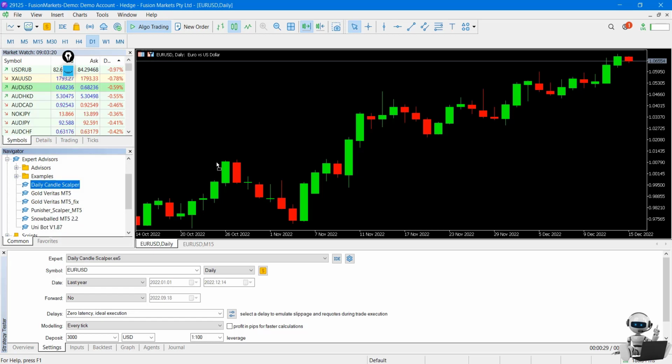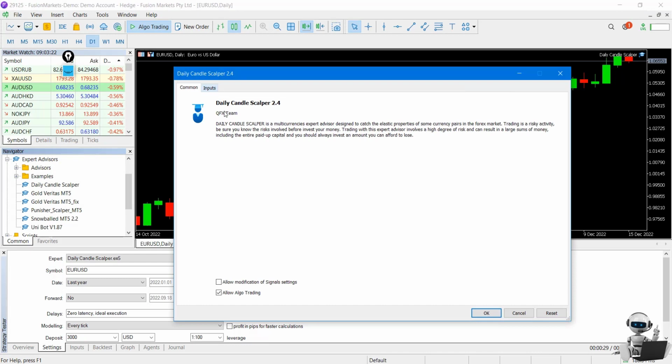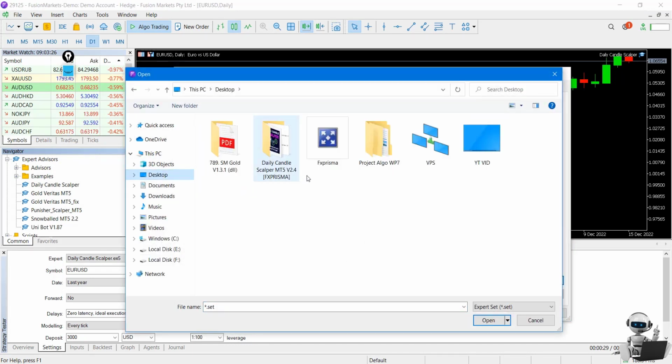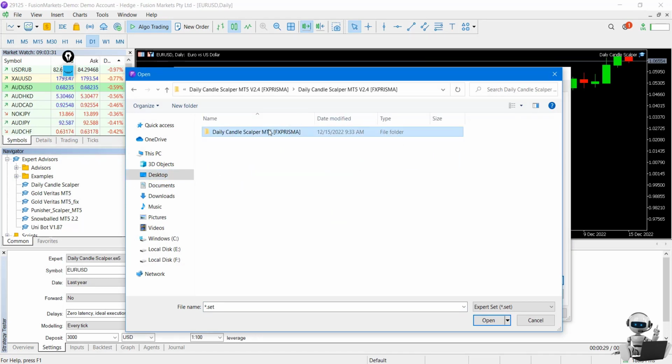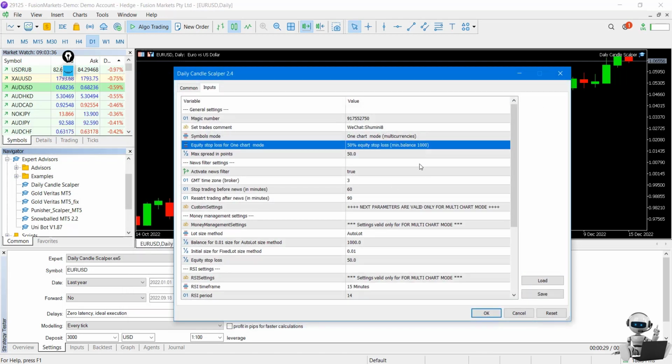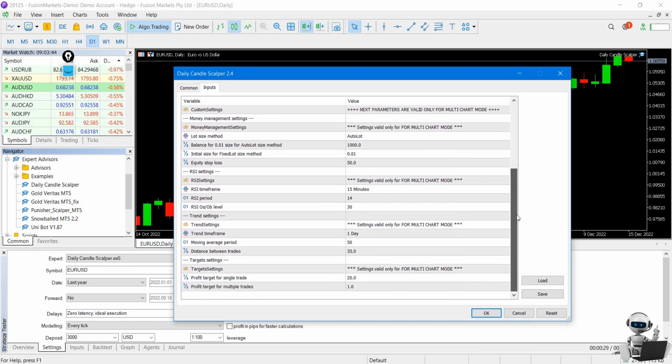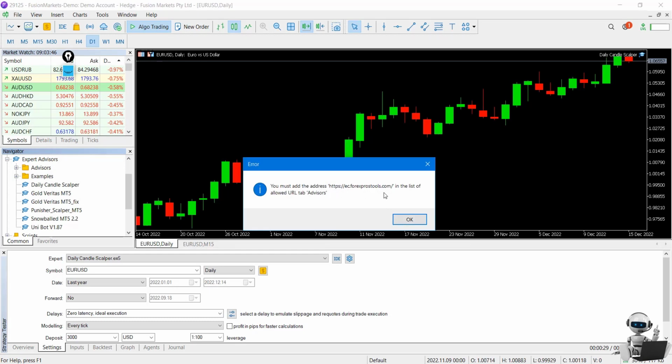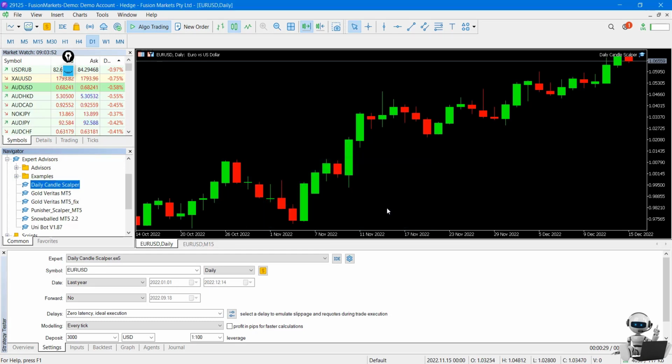But before I do that, you simply put the EA into the chart and you allow algo trading. For the input, you can use the default set file, and we have the default set files, I believe, yes. You just leave everything on default. Equity protection on one chart, so if you want 50%, I recommend you use it. Everything else, leave on default, and make sure to edit this URL, and the EA will be working very fine.